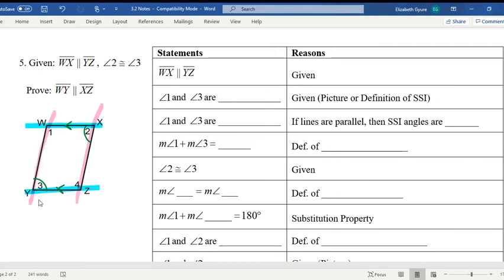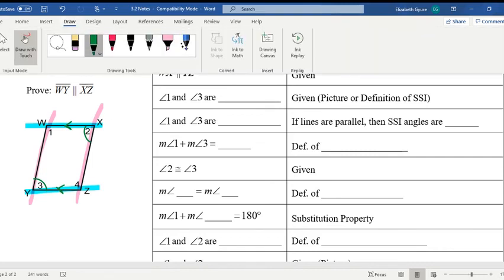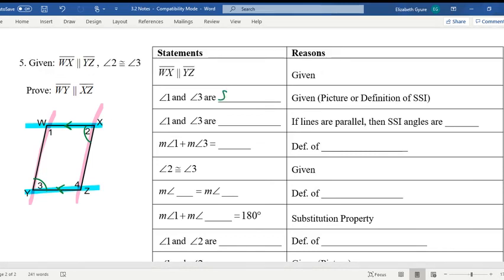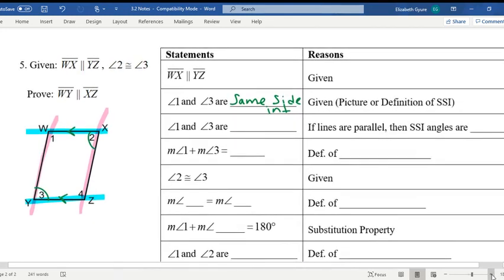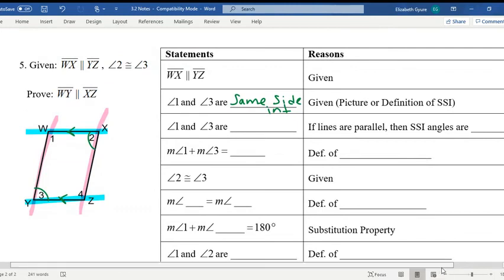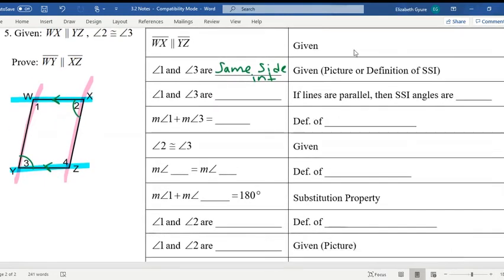Same side interior. Good. So we're going to say angles 1 and 3 are same side interior angles. You can also abbreviate that as SSI if you want. That's what it does over here. Okay.